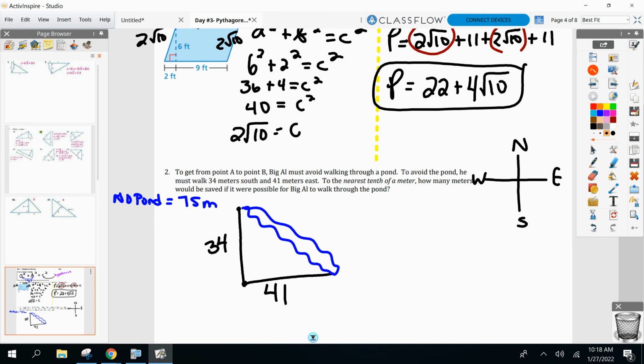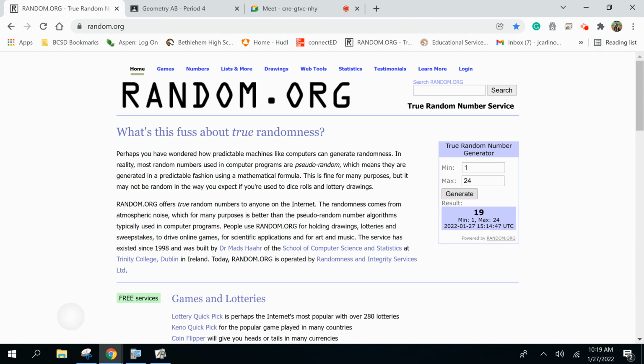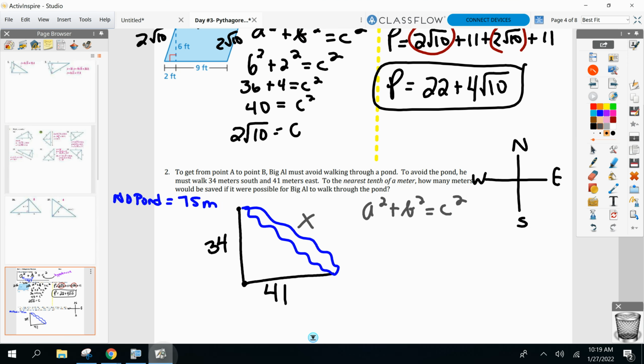But what if he could walk through the pond? How can I find how many meters he would have traveled through the pond? I can use the Pythagorean Theorem. A squared plus B squared equals C squared. Where are the 34 and the 41 going for me? Good, A squared and B squared. So 34 squared plus 41 squared equals C squared.